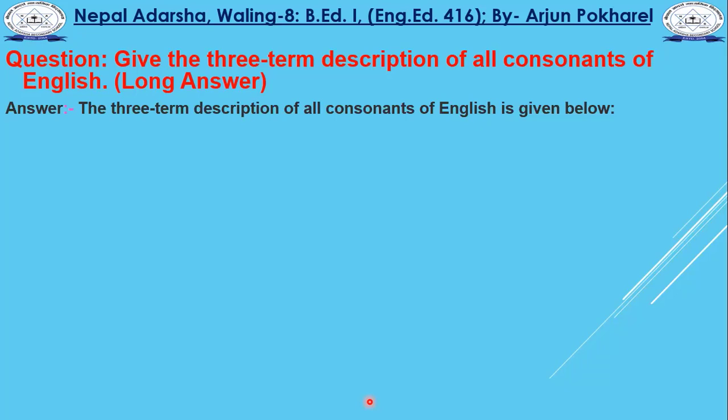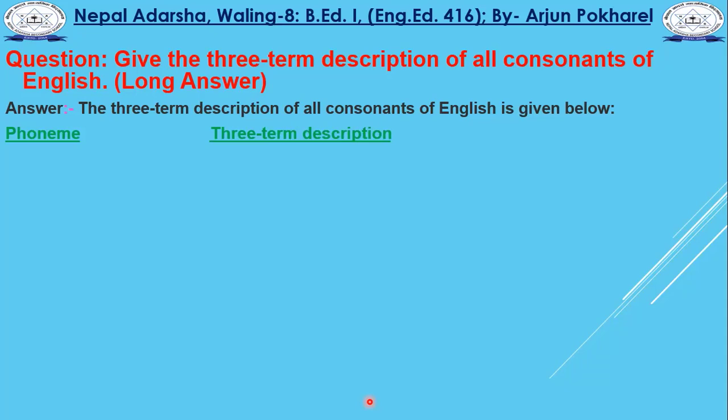The three-term description of all consonants of English is given below. You have to provide a table as given below. In this way, you have to write your answer. It is very important. Here you can write consonant phoneme, or consonants only, or phoneme, and then the three-term description. We have to mention the three-term description there.